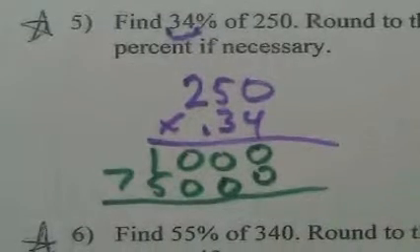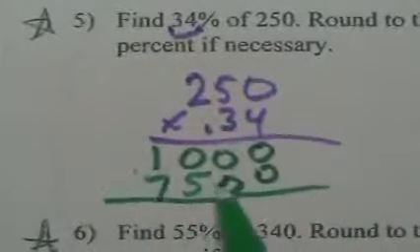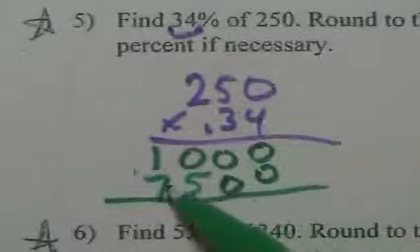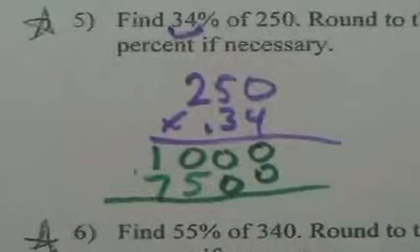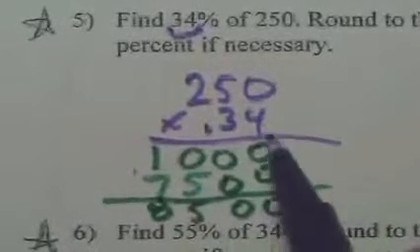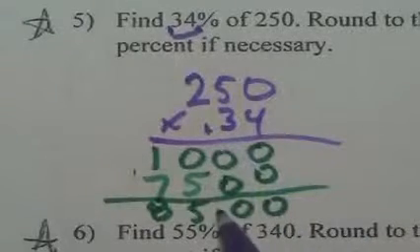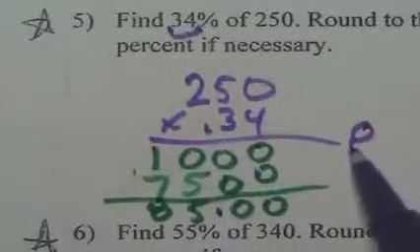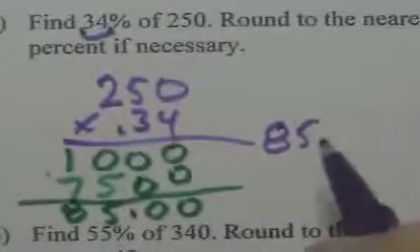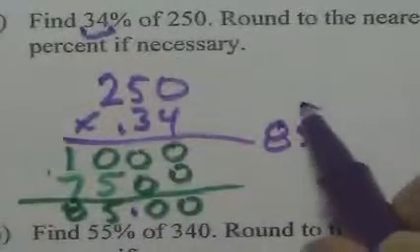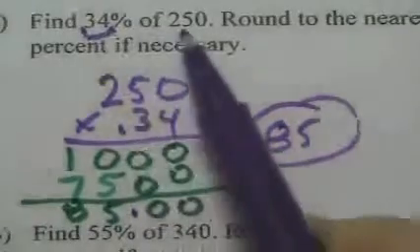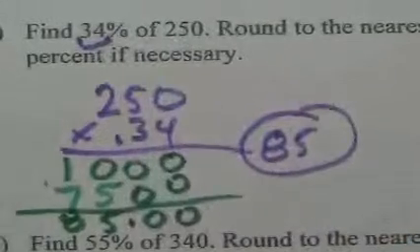Then I add that up. So I didn't line them up properly, but it should look like this. Then if I add it up, I move the decimal over 2 spaces. So the answer is just 85. 85.0 or just 85. So 34% of 250 is 85.